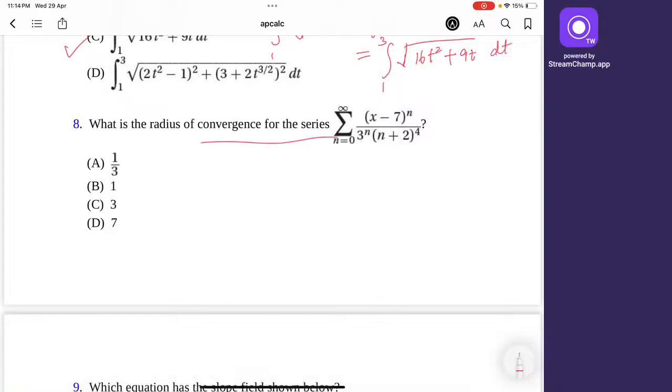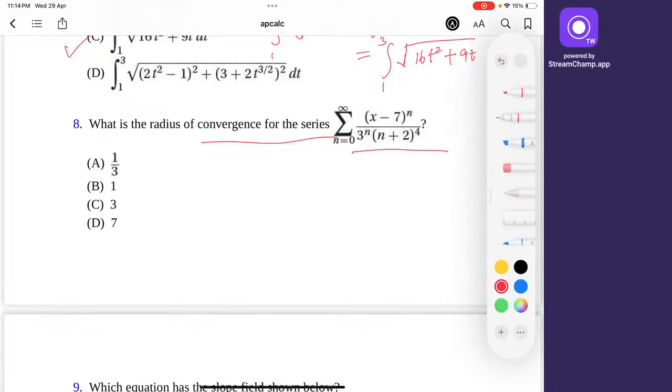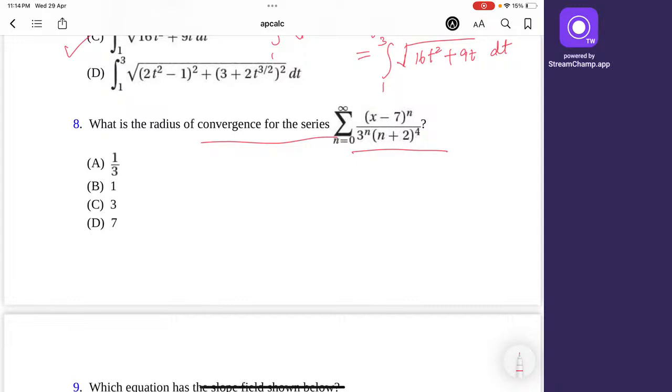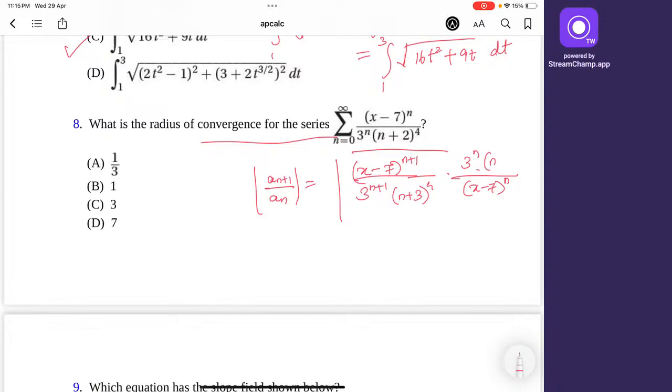So we have to find the radius of convergence of this particular series. Now let's use the ratio test. a n plus 1 over a n is x minus 7 raised to n plus 1, 3 power n plus 1, n plus 1 plus 2, which is n plus 3 power 4, divided by x minus 7 power n, 3 power n, n plus 2 power 4.